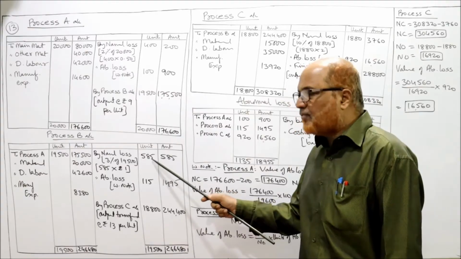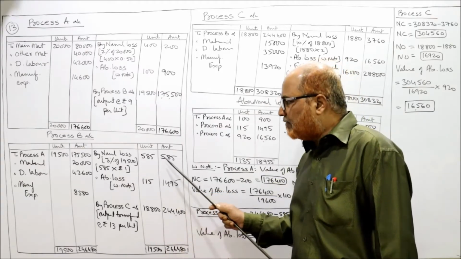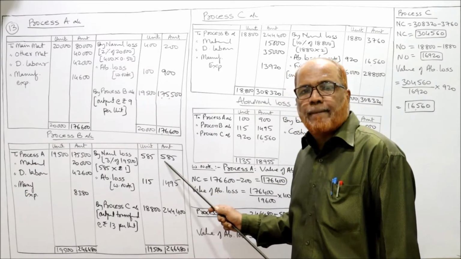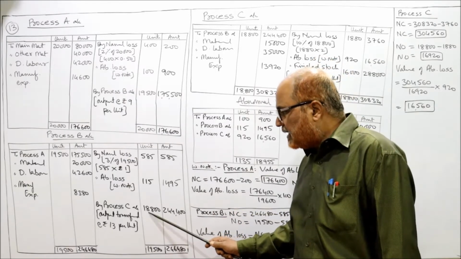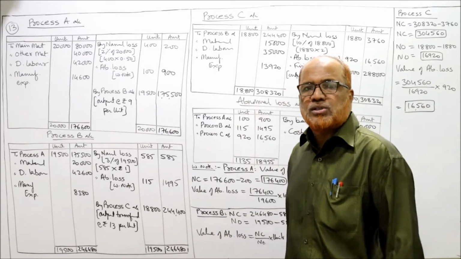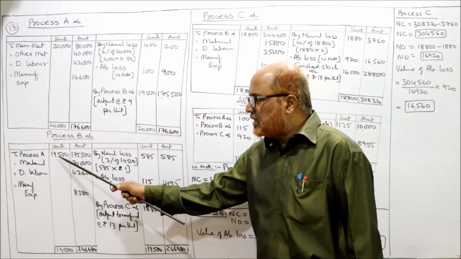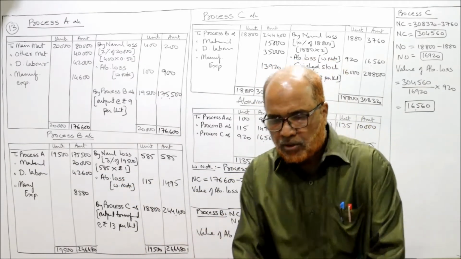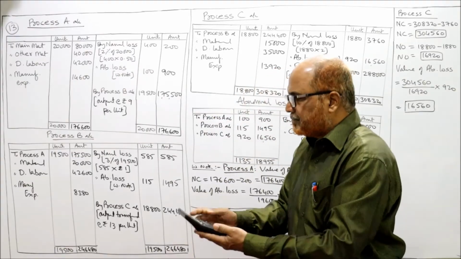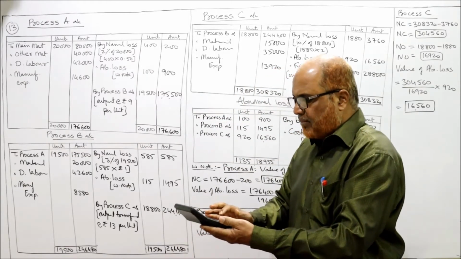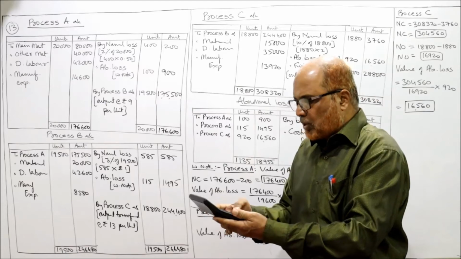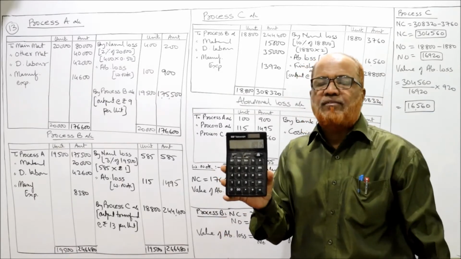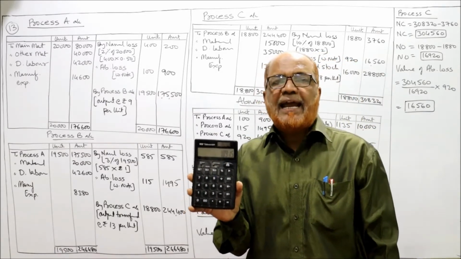So how many units are there? 585. 585 into 1, 585 rupees we are going to get. Now output is given, 18,800 output. Now see here. Actually input is 19,500, out of which how much is the loss? 585. So 19,500 minus 585, you should get 18,915.